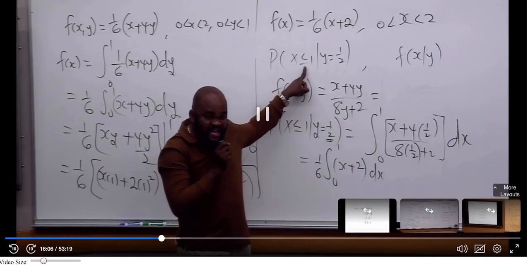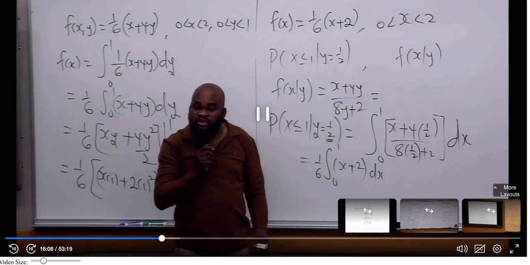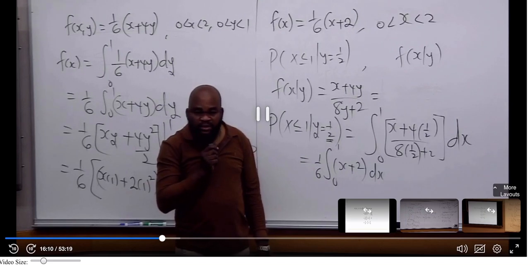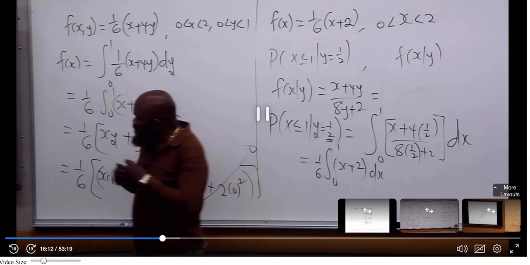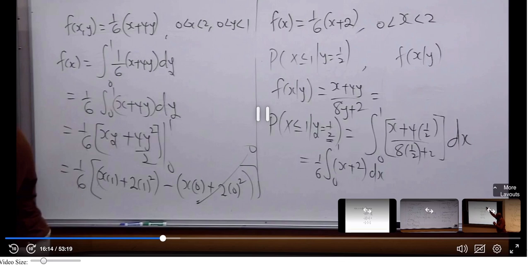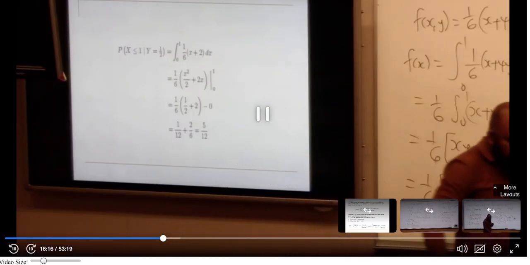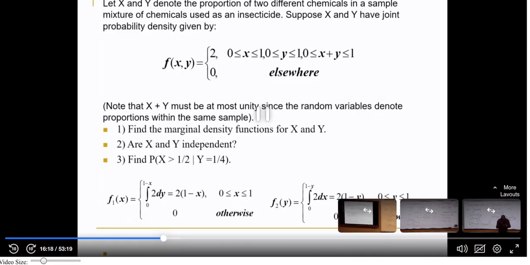What is a random variable? Here is X. I already have information about Y. Y is no longer a random variable. Now, by the time you try to do that, you get 5 over 12 for that. Okay. Now, I want to go to another example, and I need you to pay attention. This example is very, very crucial, okay? And I need you to pay attention to this.